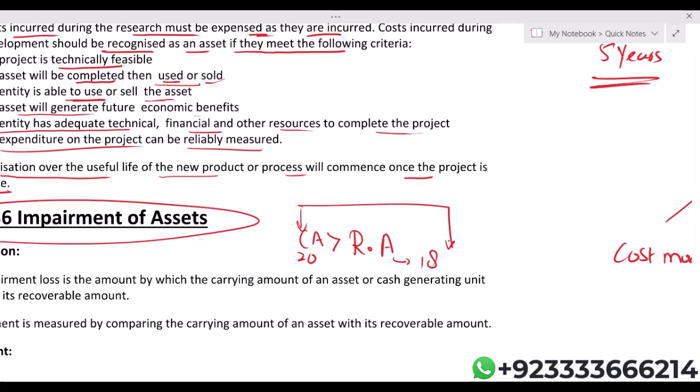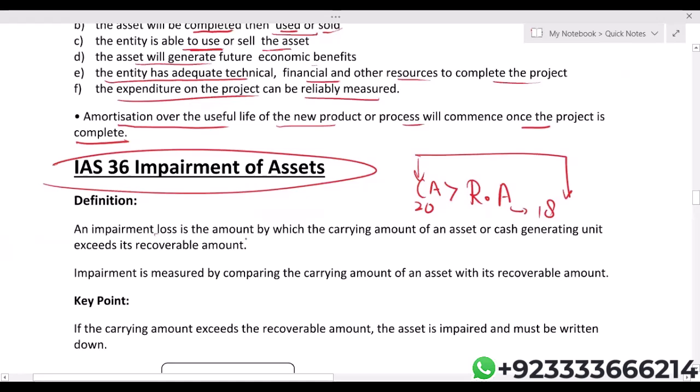If it exceeds the recoverable amount, which is the higher of fair value minus cost to sell and value in use. So simply, according to IAS 36, the objective is that the carrying amount should not exceed the recoverable amount. An impairment loss is the amount by which the carrying amount of an asset or cash generating unit exceeds its recoverable amount. So if the carrying amount is 20 and the recoverable amount is 18, then there is an impairment loss of 2 million. Impairment is measured by comparing the carrying amount of an asset with its recoverable amount.